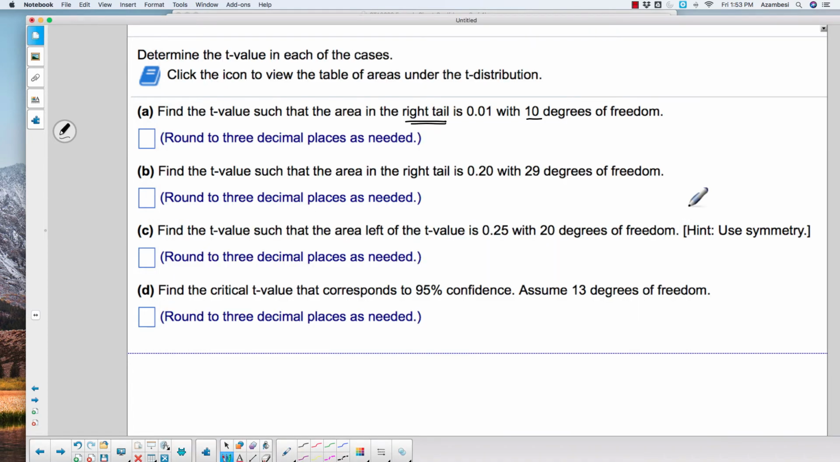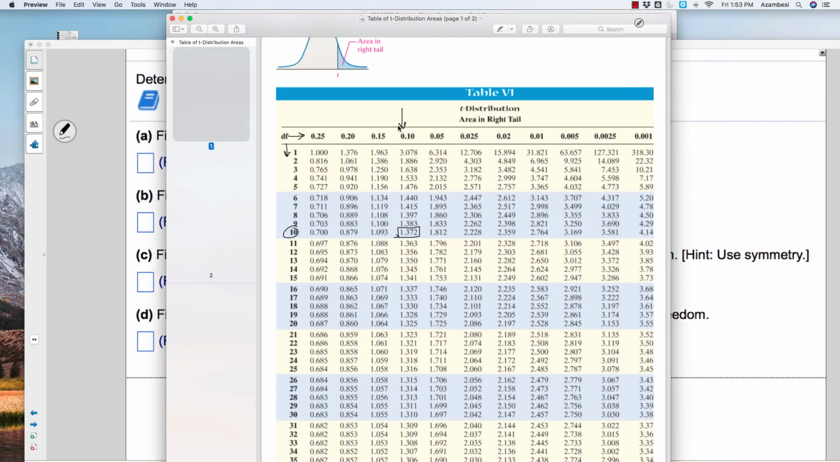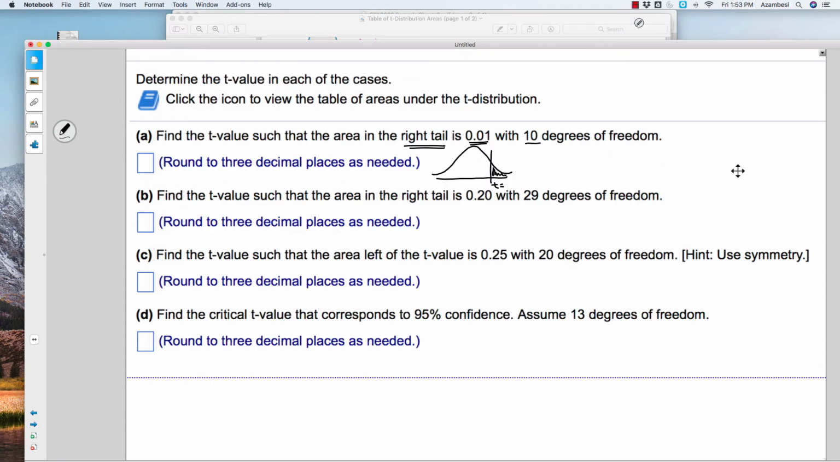So here, this is area in the right tail of 0.1 with 10 degrees of freedom. Remember right tail, oh, it's 0.01. Be careful on decimal points. So area in the right tail means that this value is going to be positive. So t would be equal to, let's go back and get 0.01 instead of 0.1, so 0.01 instead of 0.1, 2.764 for our value of t.